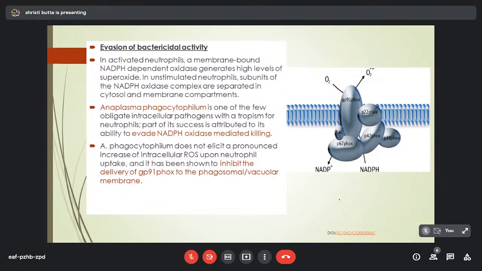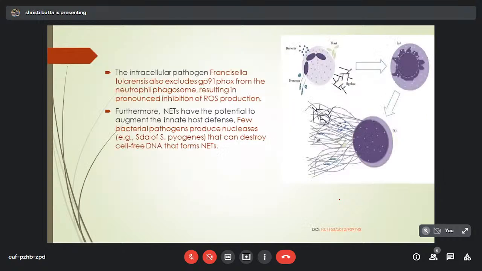Remember the GP91 phox in chronic granulomatous disease that we were talking about? Yes, it is the same GP91 phox of the NADPH oxidase, okay, which is inhibited. Inhibiting it results in improper formation of the phagolysosomal or vacuolar membrane, and as a result there is evasion of the bactericidal activity. In addition, even Francisella tularensis also excludes the GP91 phox from the neutrophil phagosome, resulting in pronounced inhibition of reactive oxygen species or the MPO halide system activation.